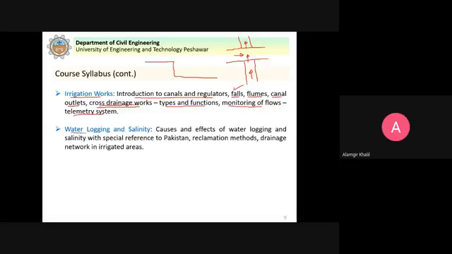We will also study about the water logging and salinity. So as I already explained, we will study what are the causes and effects of water logging and salinity, with special reference to Pakistan. So in Pakistan, as I already gave you the example, in our province, after construction of the Tarbela Dam, the water table raised in the adjoining areas due to seepage of the water.